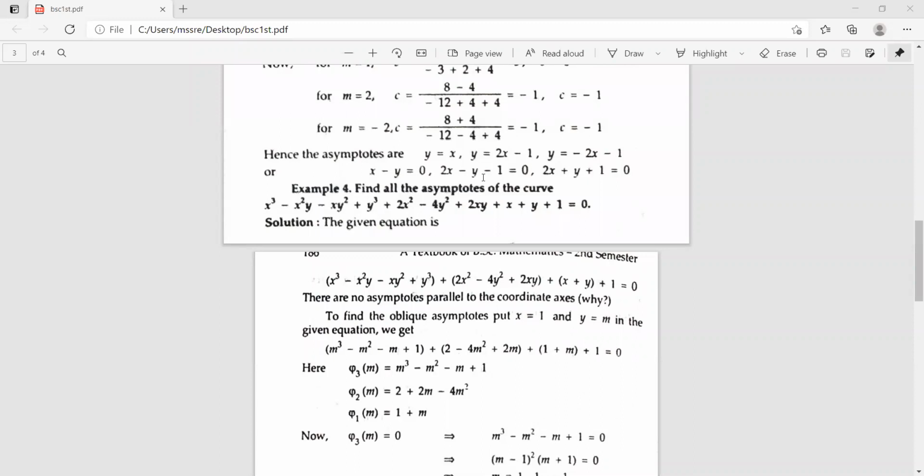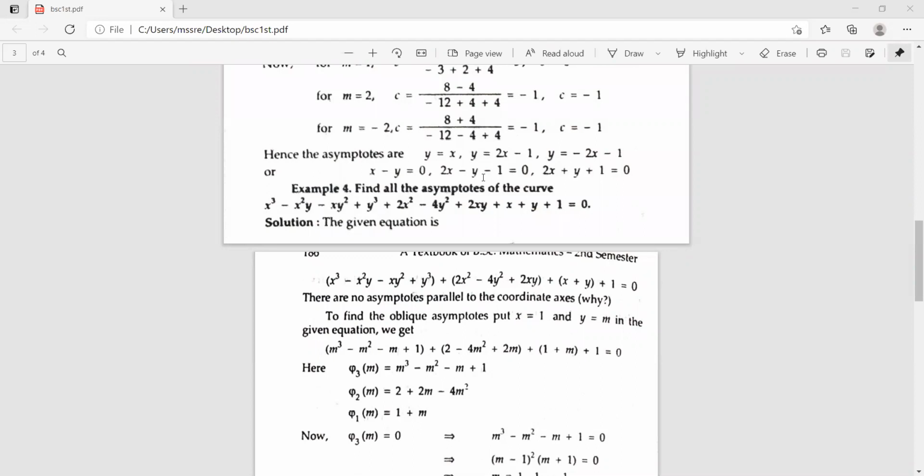So next, I have given there that there are no asymptotes parallel to coordinate axis y. Can anybody tell me? Constant coefficients. Since the coefficients of x cube and y cube are constant, therefore no asymptote parallel to coordinate axis. Next, you have to find the oblique asymptotes.